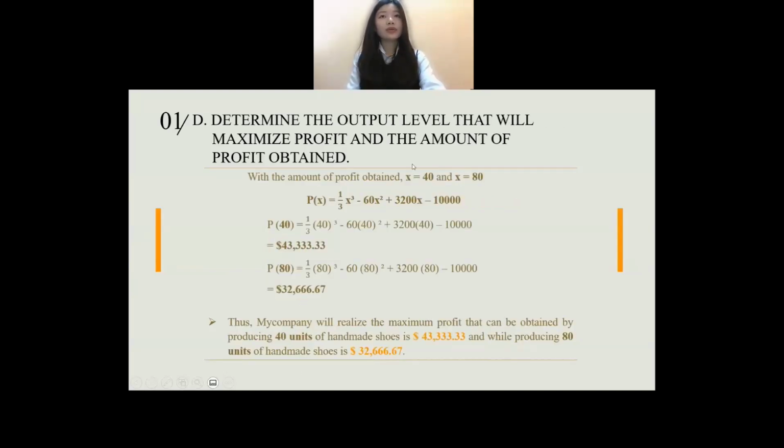Then we substitute x equals 40 and x equals 80 into the profit function to find the amount of profit. My company will realize a maximum profit by producing 40 units of handmade shoes of 43,333 and 33 cents. While producing 80 units of handmade shoes would give 32,666 and 67 cents.